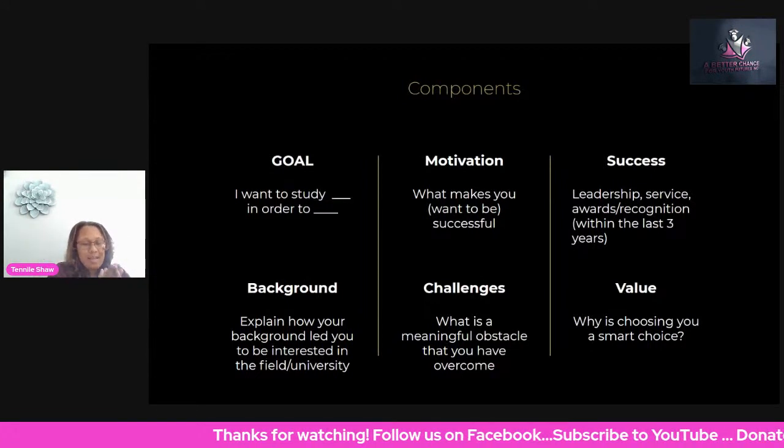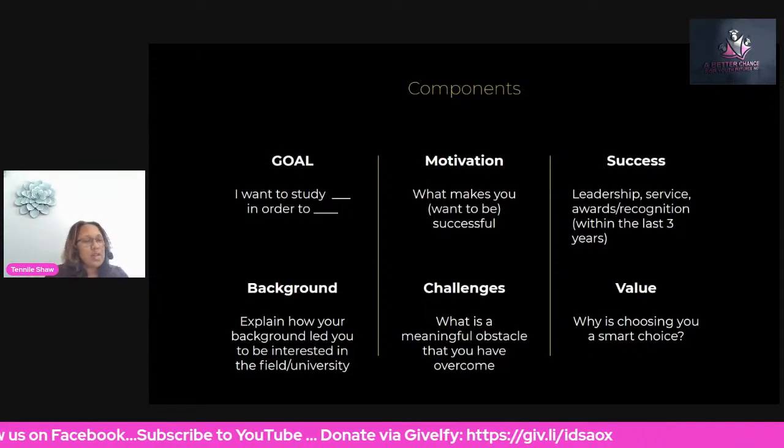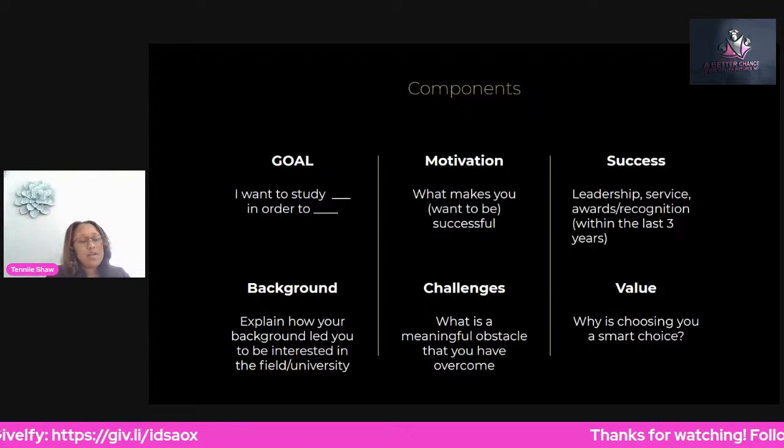You definitely want to say, this is my goal. You can change it later. You guys are welcome to do that. But I want to study this and to become this. I want to study English and history to become a professor. I want to study mathematics and science in order to become an engineer. Whatever it is that you're trying to become, go ahead and say that.